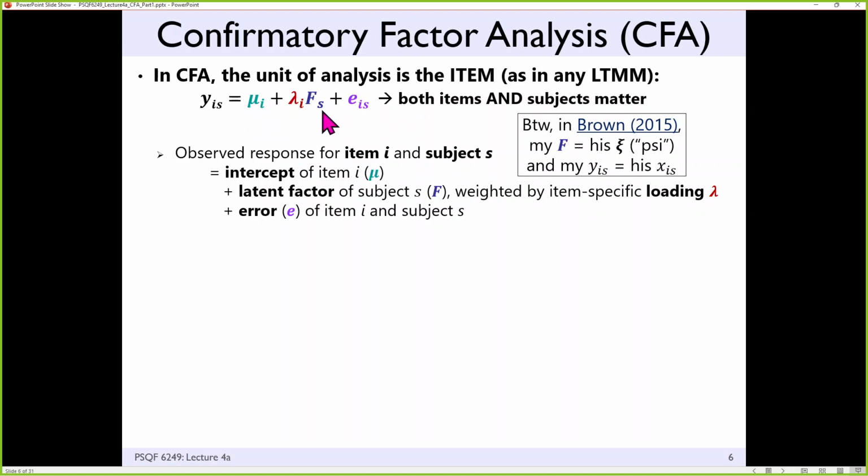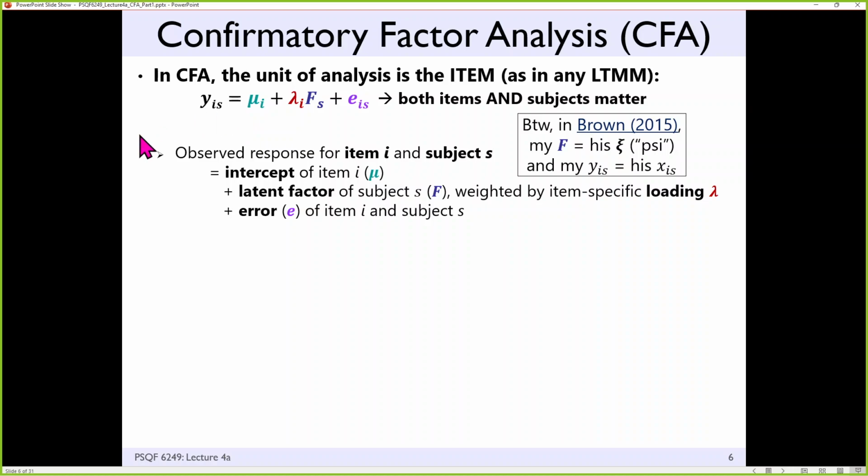So this is the classic CFA model here, where mu is an intercept, lambda is a loading, F is a factor score, and E is error. And this is a model that describes multiple items and people at the same time, and that's why we have the subscript patterns that we have. So in this class, I is for item, S is for subject. I also could have done P for person, but P is going to be for something else. So you run out of letters.